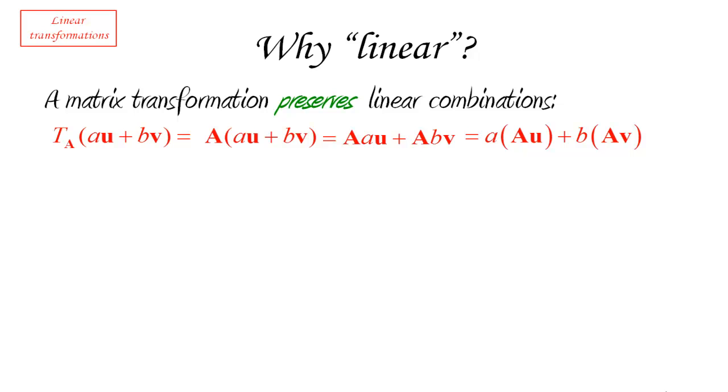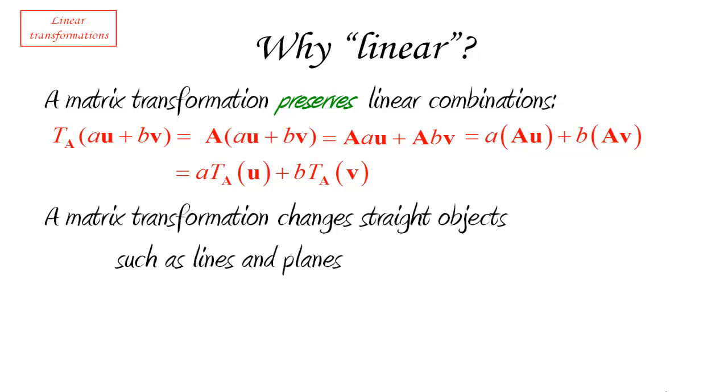But what is AU? Well, AU is the image under the transformation of U. And AV is the image under the transformation of V. Therefore, I can rewrite this last expression as a times A(U) plus b times A(V). So notice that now the same linear combination that we had at the beginning, aU plus bV, exists at the end, except on the images. And that is the sense in which we say that the matrix transformation preserves linear combinations. Therefore, it is linear. So what I've just shown you is that any matrix transformation is linear.